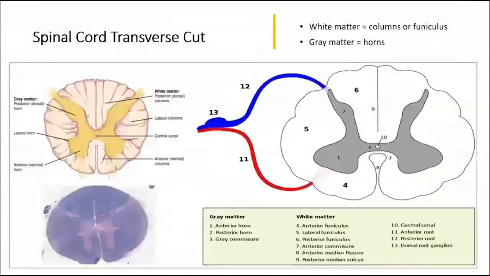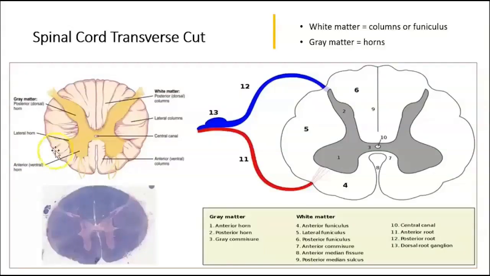So right here we have the spinal cord only, after we remove the vertebrae, so we can see the characteristics that we have. You're going to have two main areas, the white matter and the gray matter. White matter has columns. Gray matter is going to have horns. So what columns are you going to have? Anterior column, middle column, posterior column. Gray matter, same thing: posterior horn, middle horn, anterior horn.